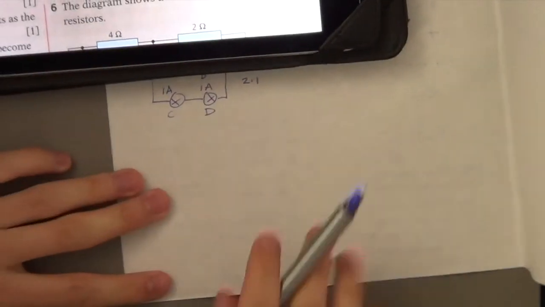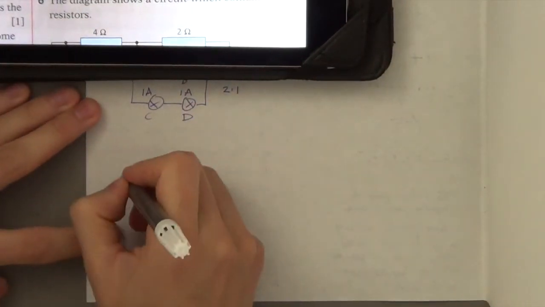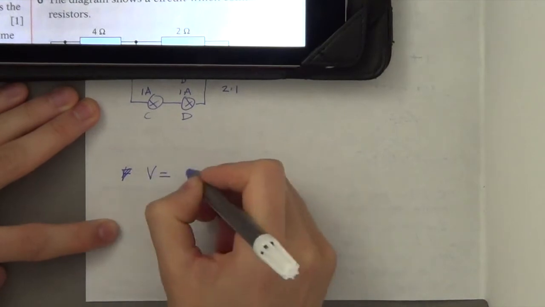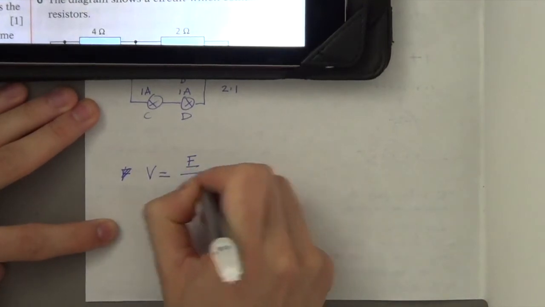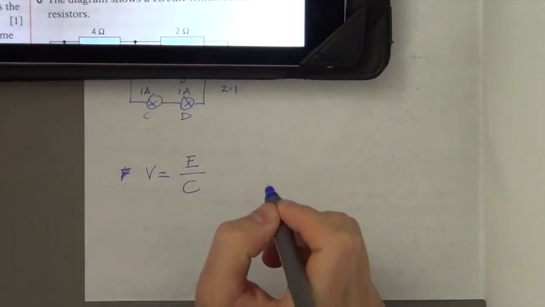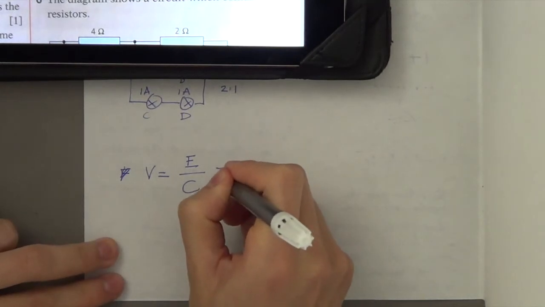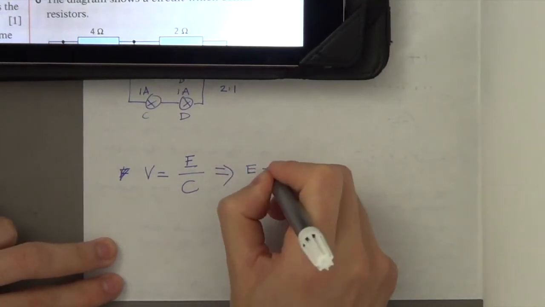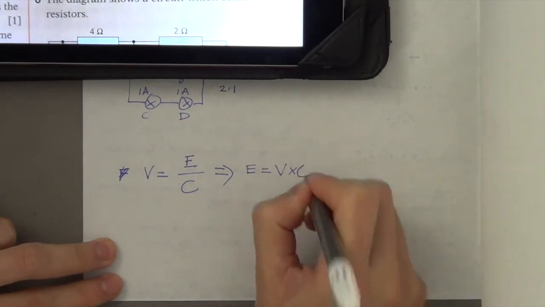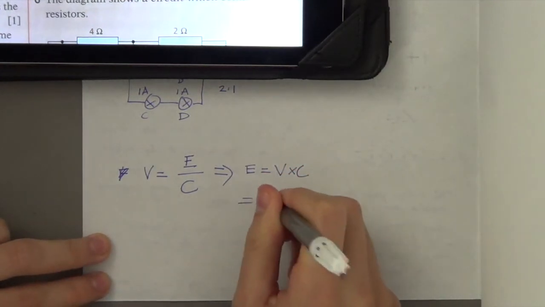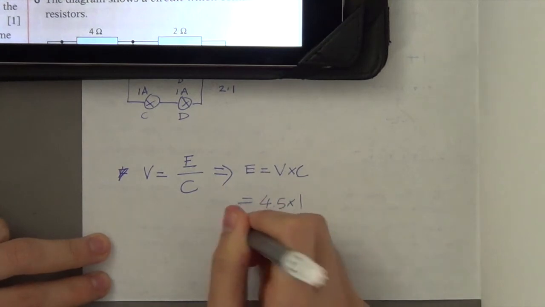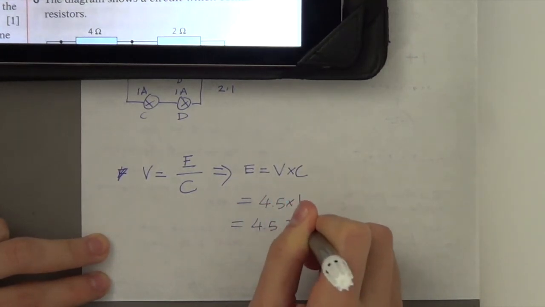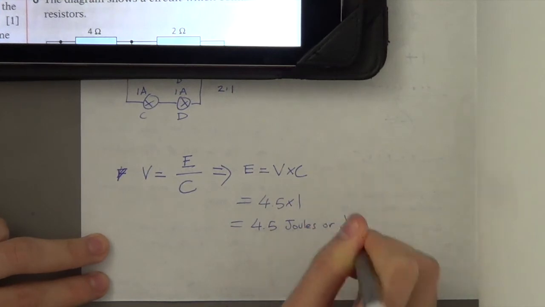The equation you need to use is this: voltage, or potential difference, is equal to energy per unit charge, E over C. So in this case, E is going to equal V times C. 4.5 times 1 is 4.5 joules, or J.